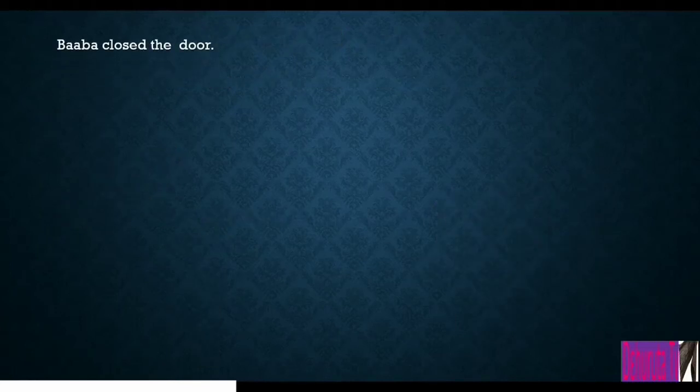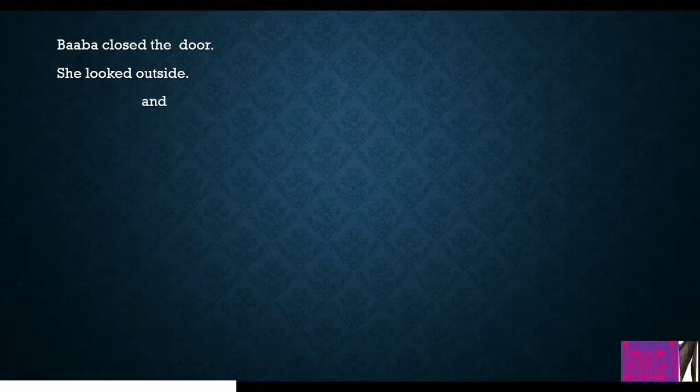An example. Let's look at it. Baba closed the door. And I have another independent clause here: She looked outside. So we can bring these two independent clauses together by putting in a coordinating conjunction such as "and".